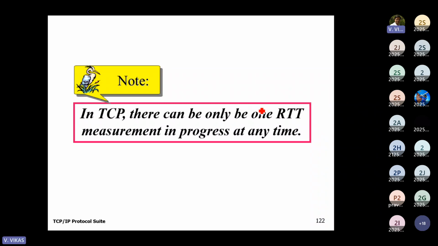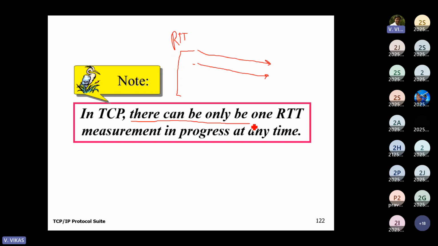So in TCP, there can be only one RTT measurement running at any time. That means, for example, let us say I transmitted one segment. I will start this round trip time measurement: how much time it is taking for me to go to the other side and get an acknowledgement. If I also send a second segment, I am not going to measure round trip time here. If you remember, with respect to the data link layer, we start a timer for each and every segment, but in the case of TCP, we are not going to do that.